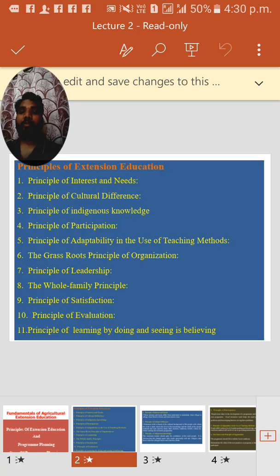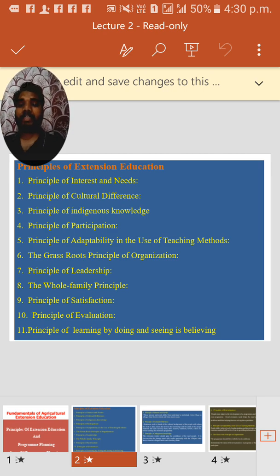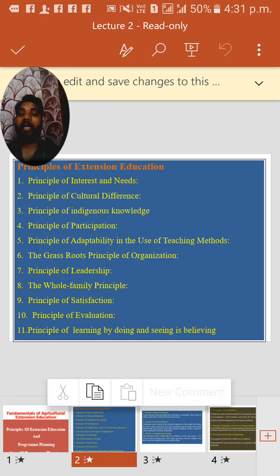First of all, I'll discuss the principles of extension education. What are the principles? Principle of interest and needs, principle of cultural differences, principle of indigenous knowledge, principle of participation, principle of leadership, principle of whole family, principle of satisfaction, principle of evaluation, principle of adaptability in the use of teaching methods, principle of grassroots organization, principle of learning by doing, and seeing is believing. I will discuss these principles briefly.